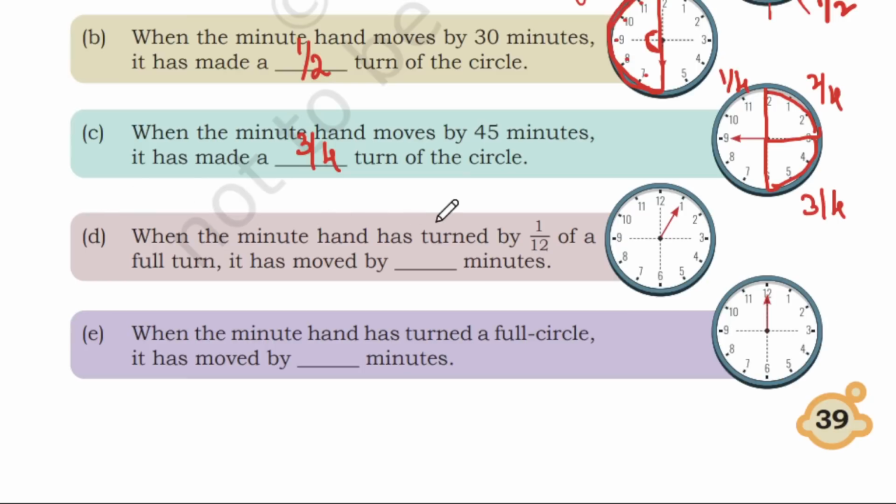When the minute hand has turned 1 by 12 of a full turn, a full turn is 60 minutes and it has turned by 1 by 12. It has moved dash minutes. So 12 fives are 60, so 5 minutes. Okay, next, when the minute hand has turned a full circle, it has moved dash minutes.